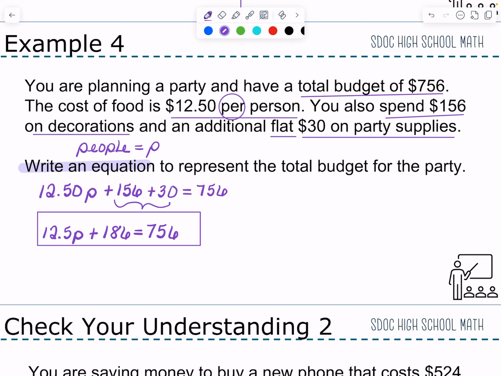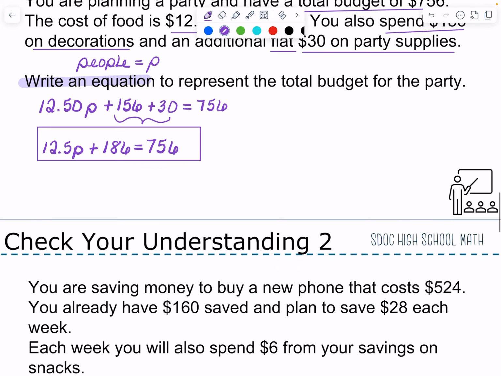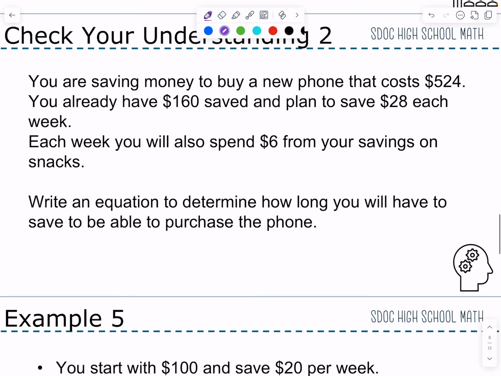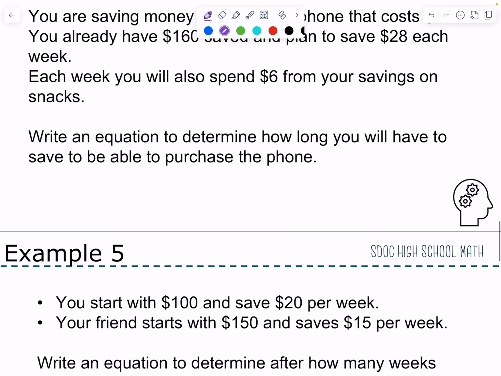Now, on Check Your Understanding number 2, I want you to go ahead and read this problem, see what they're asking you to do, and then find your variable and go on from there. Let's go on to example number 5 together.